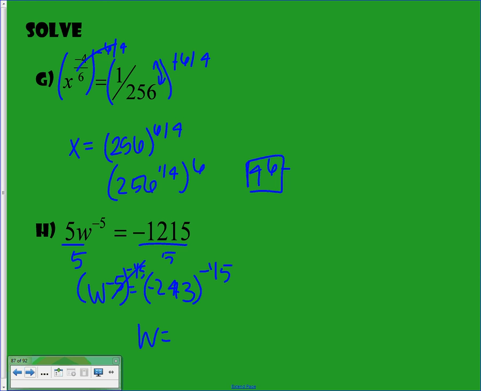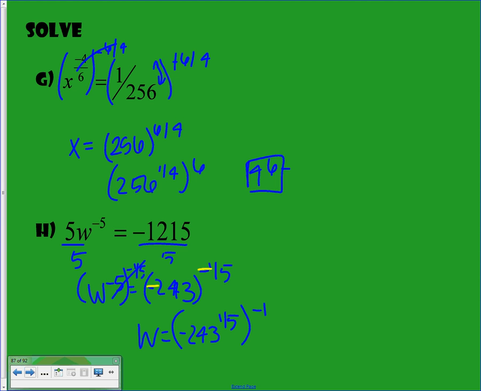Now I'll be really careful here. This negative on the 243 and this negative on the 1/5, these two are completely different things. This negative on the 243 makes that number negative. This negative on the exponent takes the reciprocal. Okay, so these negatives are completely different. They do not cancel. Okay, make sure you know the difference. So I'm going to do negative 243 to the 1/5 and then do the negative 1 at the end.